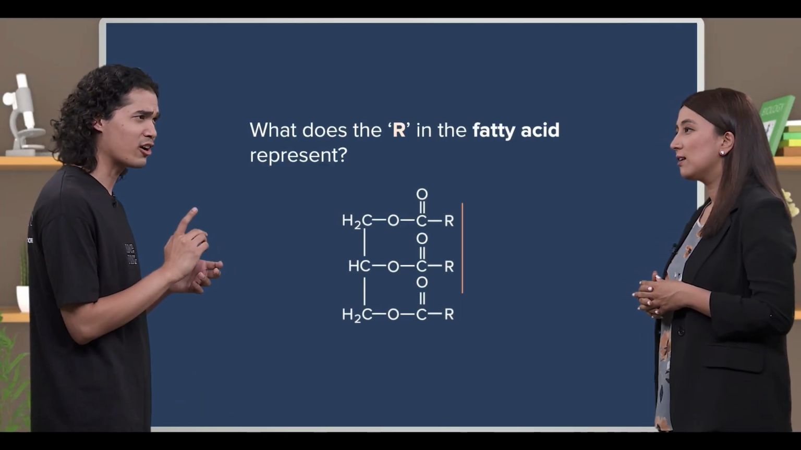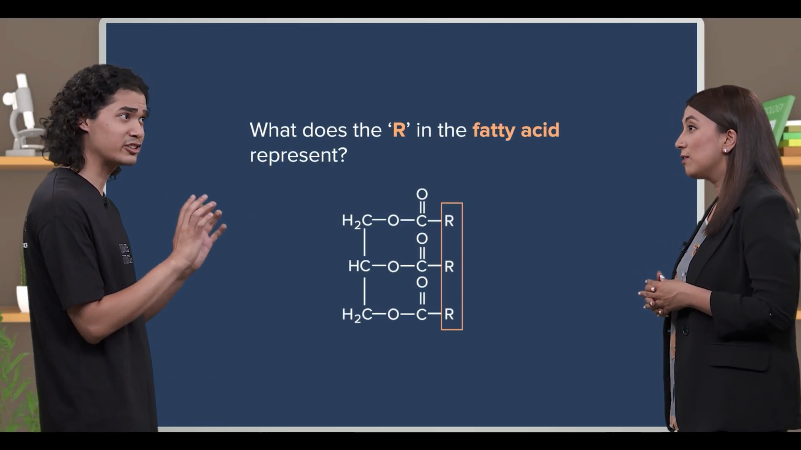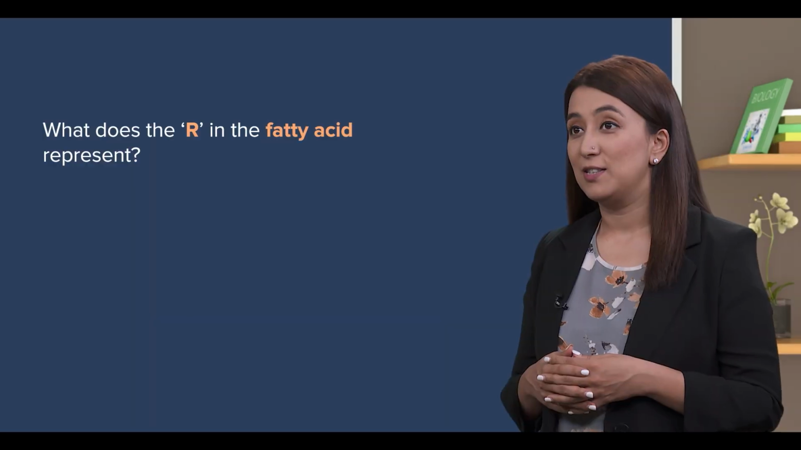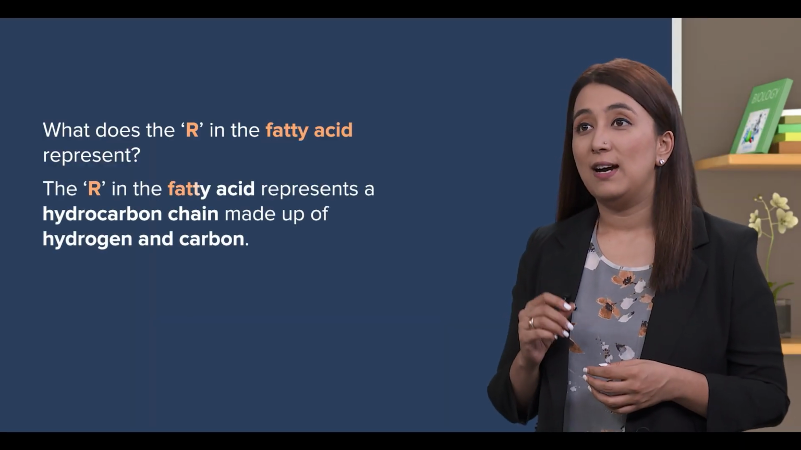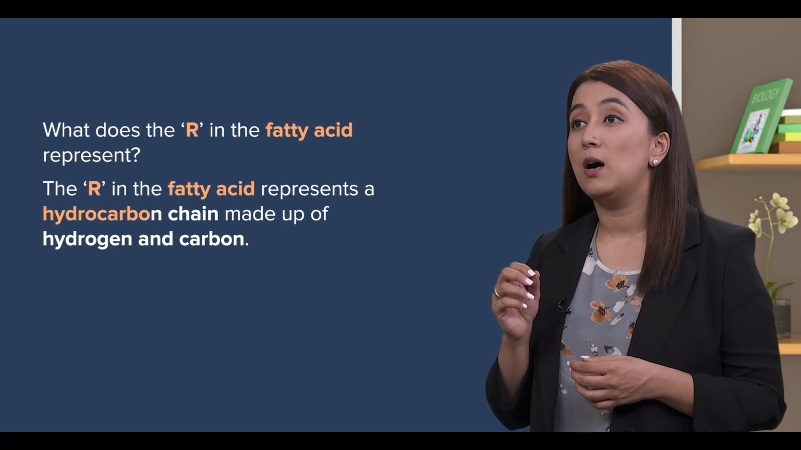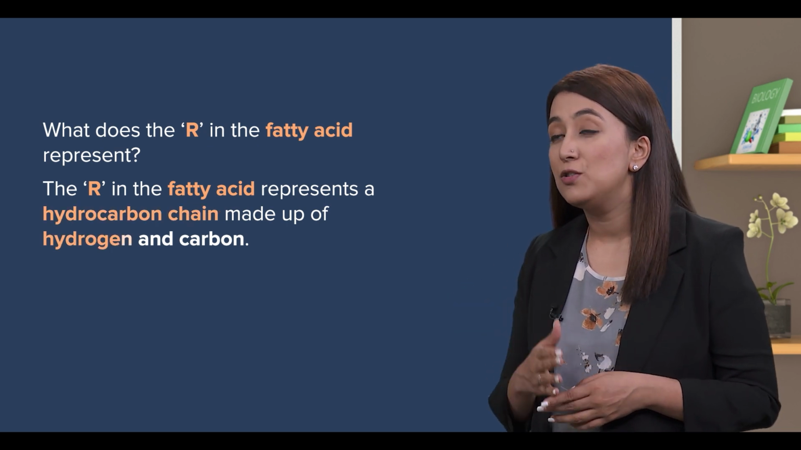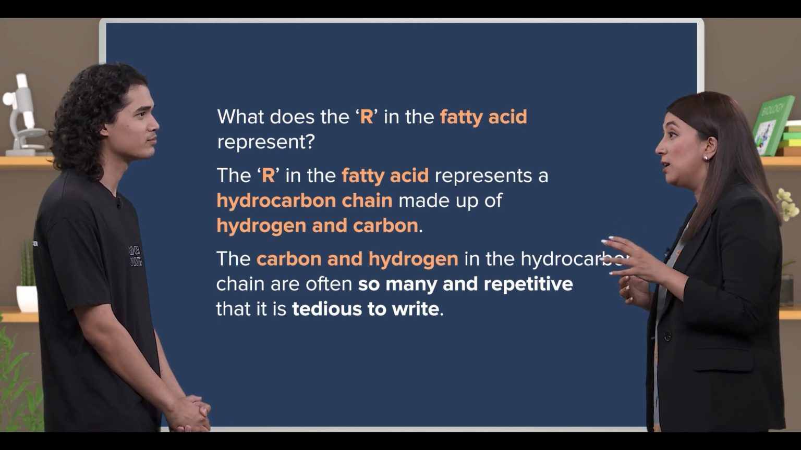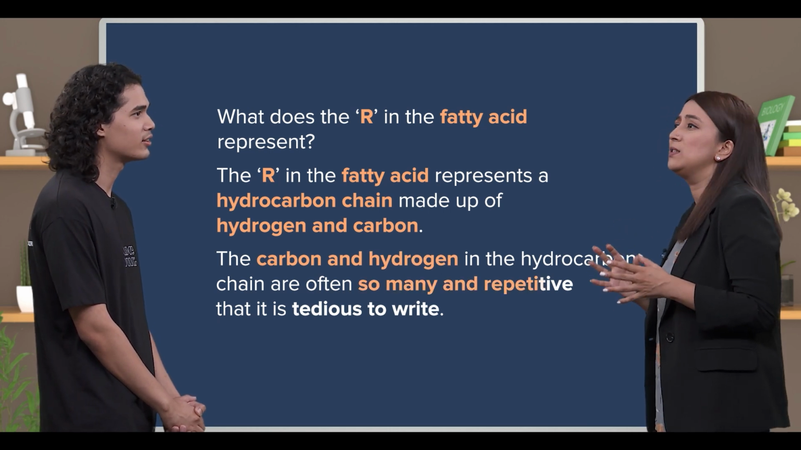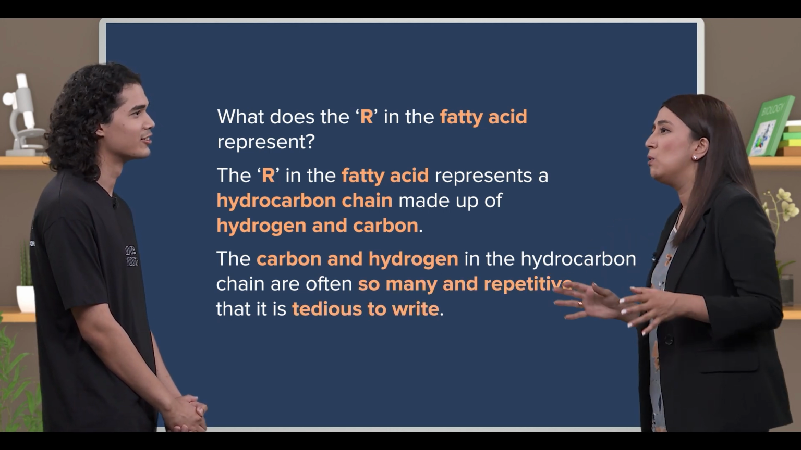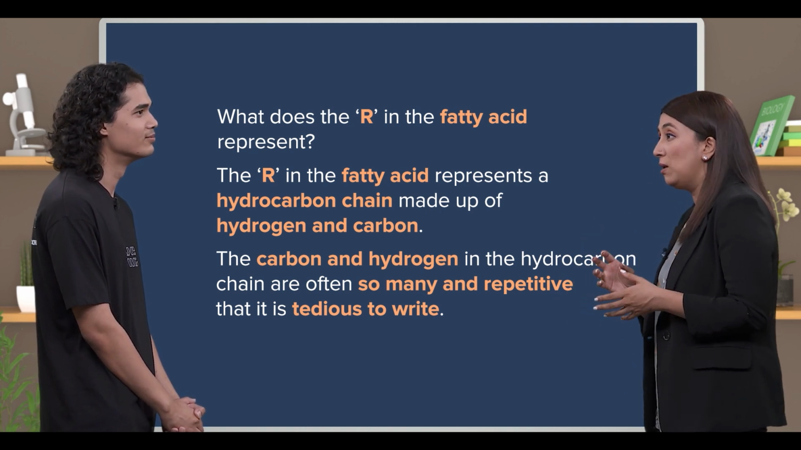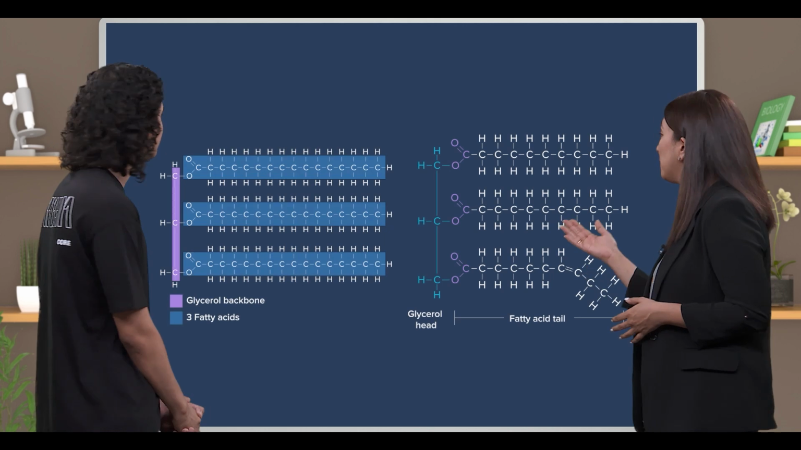I noticed a letter R in the fatty acid. I'm pretty sure it is not an element. So what does that represent? That's a good catch. The R in the fatty acid represents a hydrocarbon chain made up of hydrogen and carbon. The carbon and hydrogen in the hydrocarbon chain are often so many and repetitive that it is tedious to write them all. And when they are all written down, they give triglycerides a bulky look as seen here.